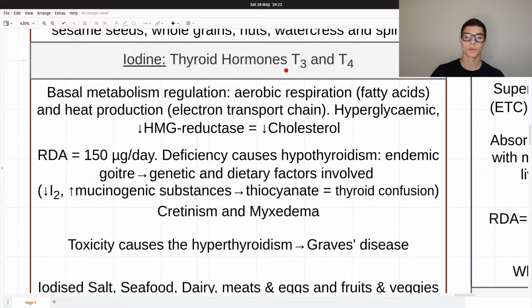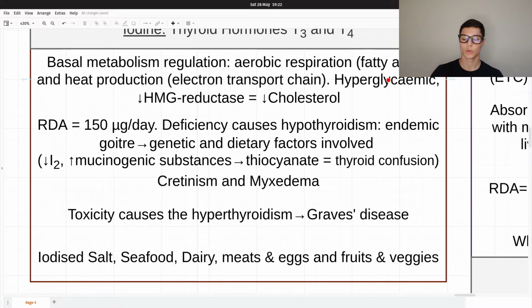Iodine, thyroid hormones T3 and T4. They function as basal metabolism regulation for aerobic respiration of the fatty acids and heat production in the electron transport chain. These hormones are hyperglycemic, which means they increase the blood glucose levels, and they reduce the HMG reductase, which is an enzyme that is used for the cholesterol synthesis.